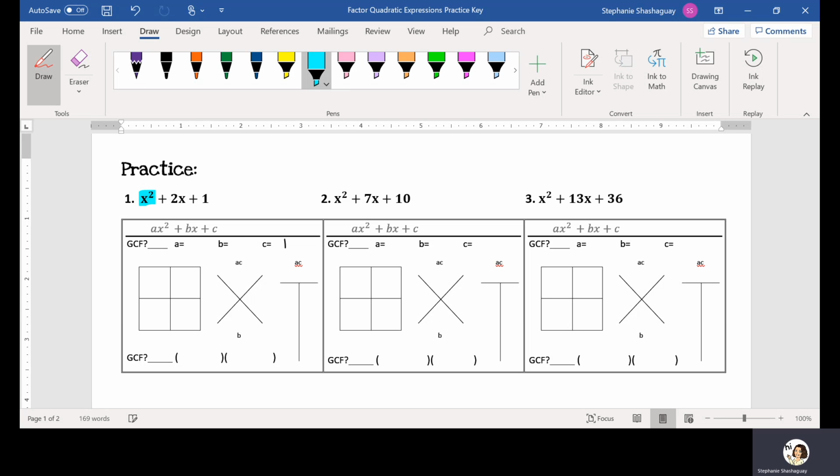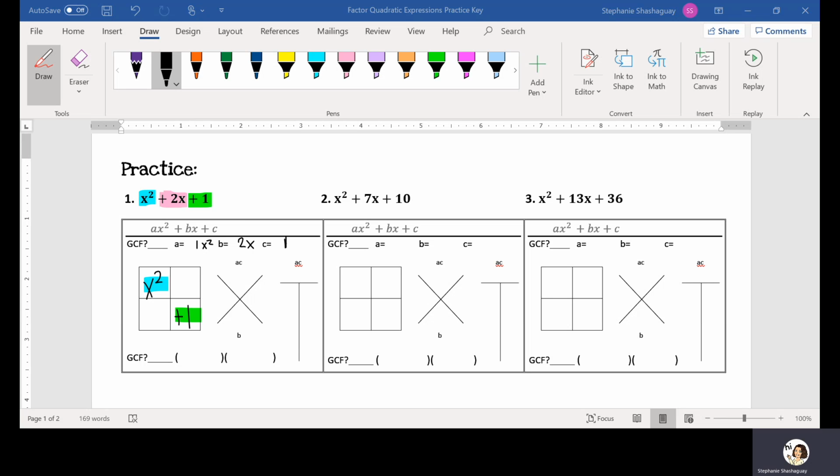So in question number 1, we have our A term, x squared, our B term, positive 2x, and our C term, positive 1. So I'm going to take that A term and that C term and fill it in my box first. So I've got x squared and I have a positive 1. Okay, I can list my A, B, and C terms. My A is 1x squared. My B term is 2x. And my C term is 1.